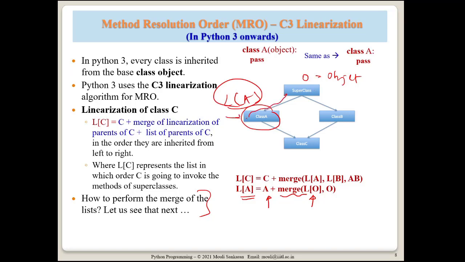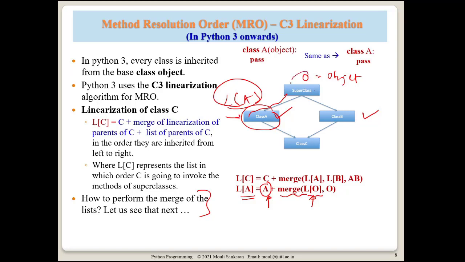So you need to have a linearization list made for class A also, and it needs to be there for class B also. Okay, now how is it going to be done? It is going to be A first. It is going to search in A first, and if it is not found, then merge LO.